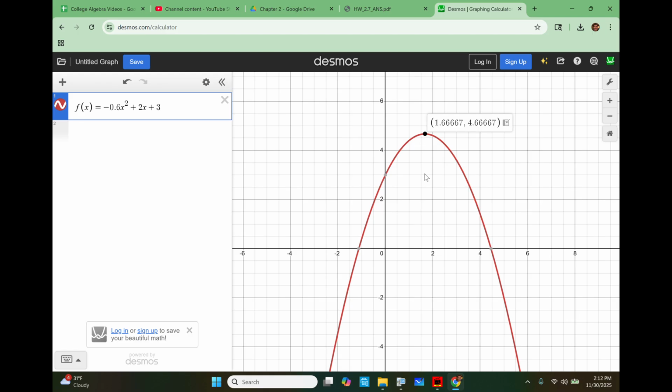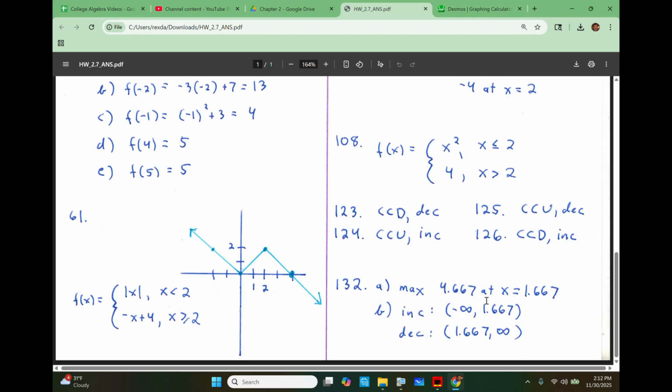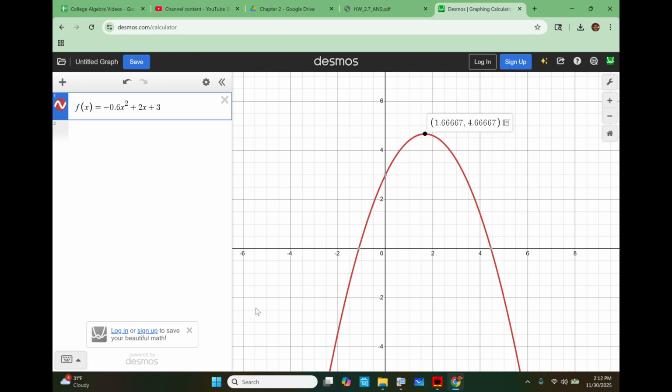In Desmos, it's very quick and efficient because I can just do this and get that point, and I can see that this parabola has a maximum value of 4.67 at x equals 1.67. So that's that max value, 4.67 at 1.67. This graph is going to be increasing from -infinity to 1.667, and decreasing from 1.667 to infinity. Again, the increasing and decreasing are the x intervals. So that's very quick and easy to do on Desmos, and you can just use Desmos at home.